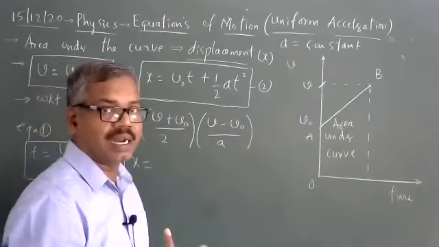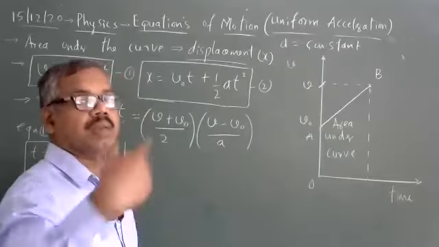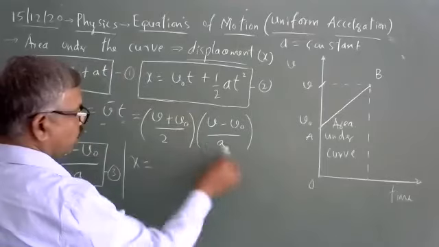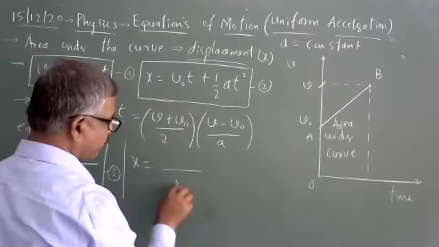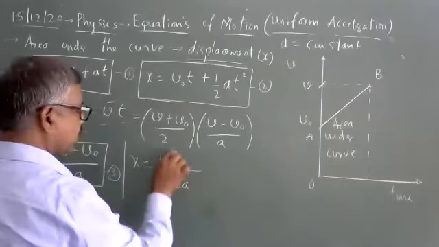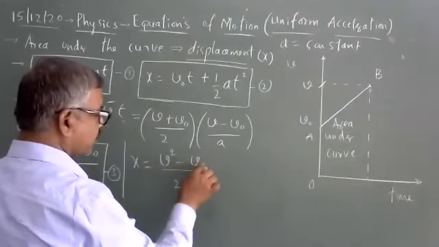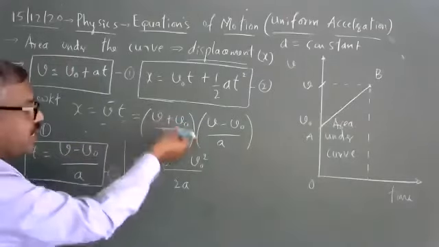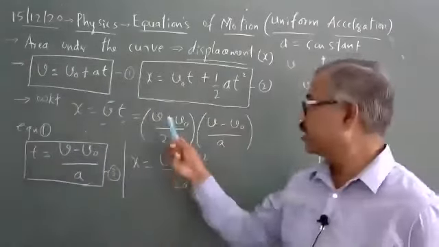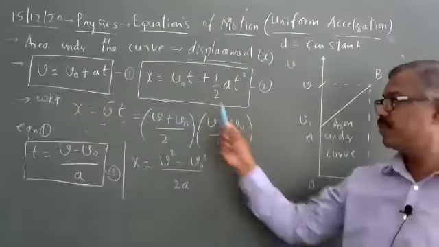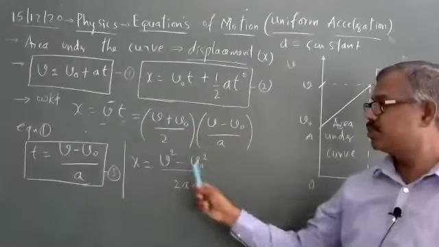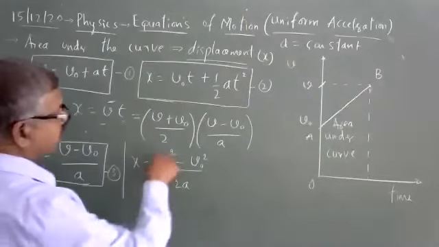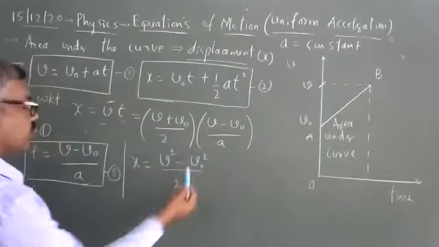Whenever you have the mathematical identity (a plus b)(a minus b), you can use the a square minus b square identity. The denominator gets 2a. So here it is final velocity square minus initial velocity square. I hope you can understand. This v plus v0 and v minus v0 you can treat as a plus b, a minus b. So I can simplify it as a square minus b square. Hence displacement equals final velocity square minus initial velocity square divided by 2a.